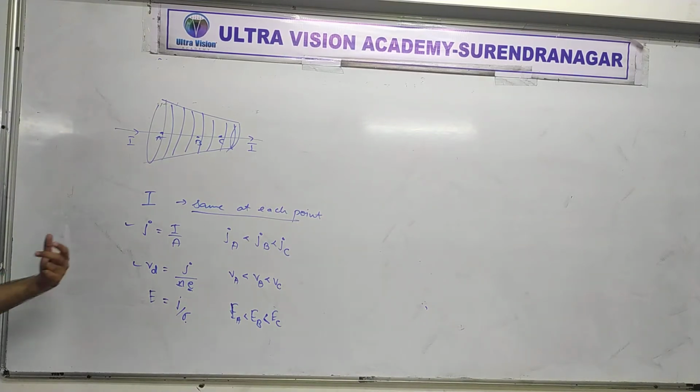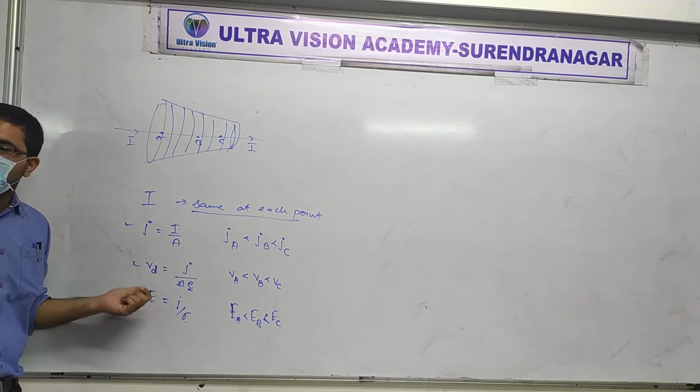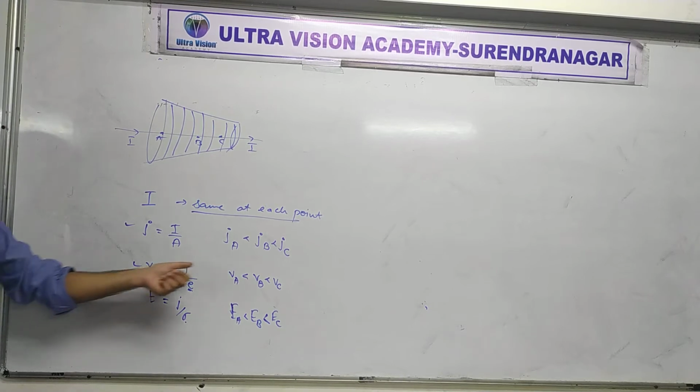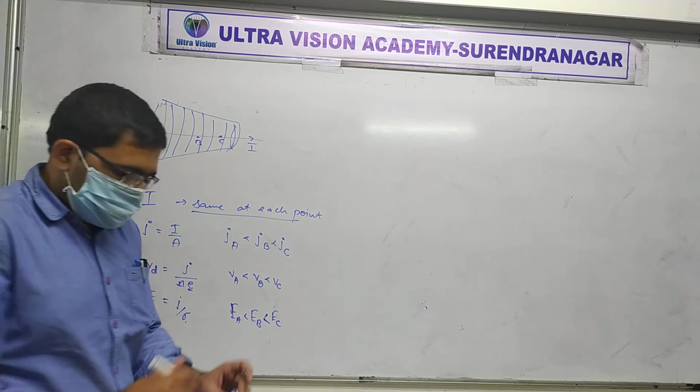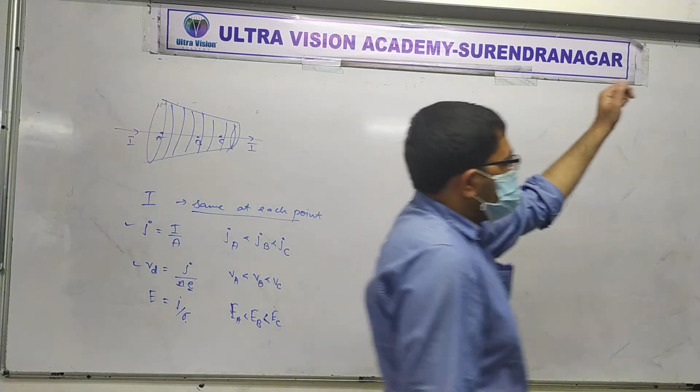Or you can also do it by VD. E is proportional to VD. So VD, got it? Let's go over the next one.